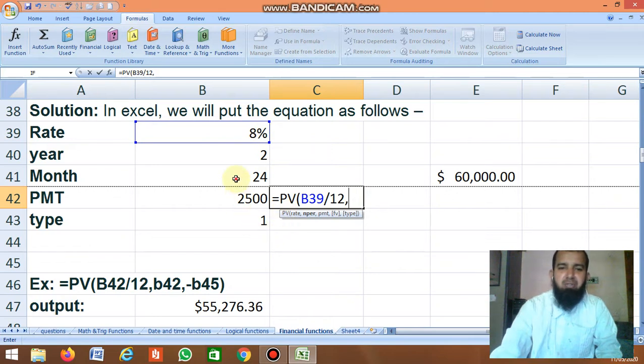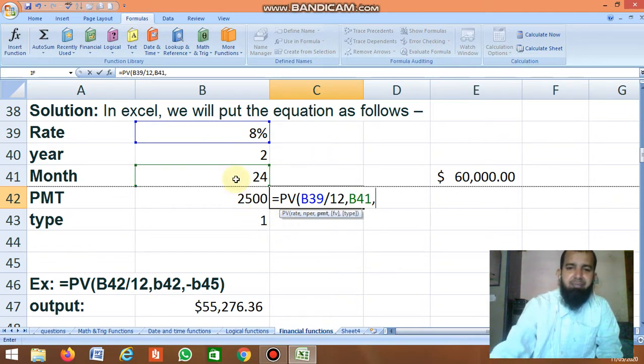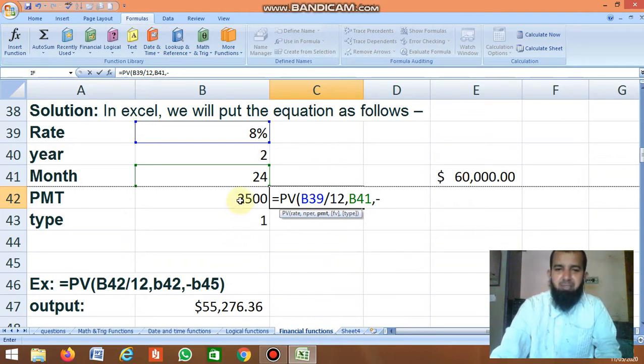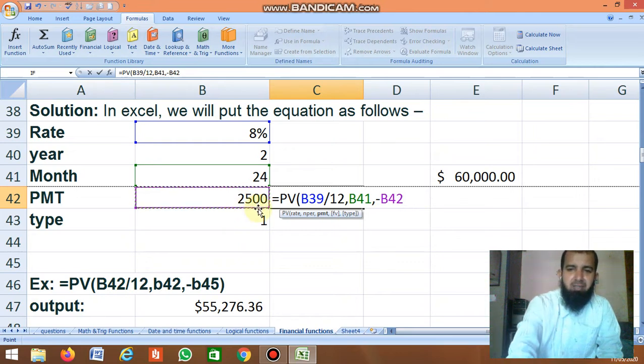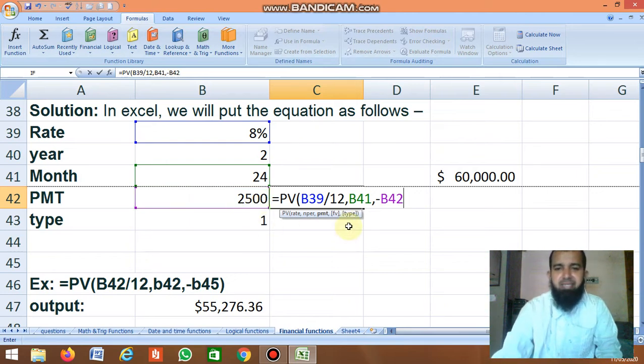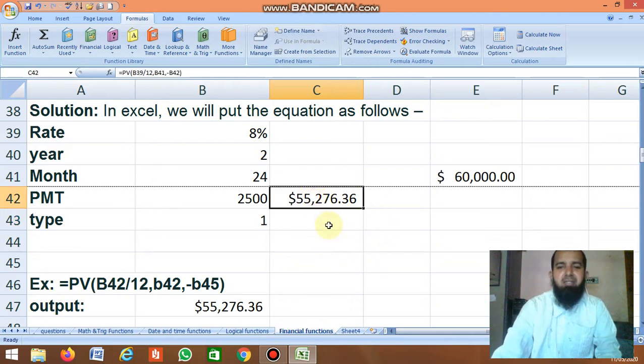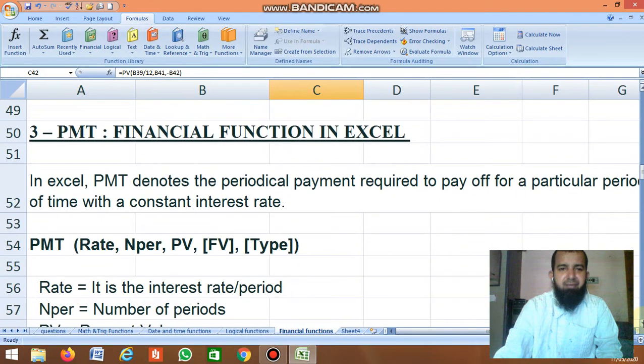Then NPER, how many months total you pay? 24. Then PMT. PMT is how much? 2,500. You have to put minus because you are paying to others. If you are receiving, then plus. If you are paying to others, minus 2,500. Clear, no? Then future value and type are optional. I put bracket close, enter. See, this is the total amount. Actual cost is 60,000. If you give 8% discount, you get 55,276.36. Clear, no?